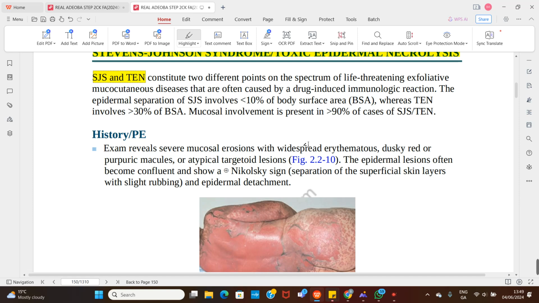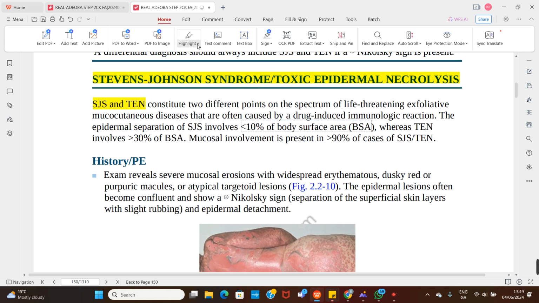So how you differentiate between SJS and TEN is that SJS occurs when you have the epidermal separation involving less than 10% of the body surface area, right? When it's just involving less than 10% of the body surface area, that's when it's going to be SJS. But when it's more than 30%, that is when it becomes TEN. TEN is worse than SJS. So most of the time when it's affecting the back, you already know that it's going to be more than 30%.